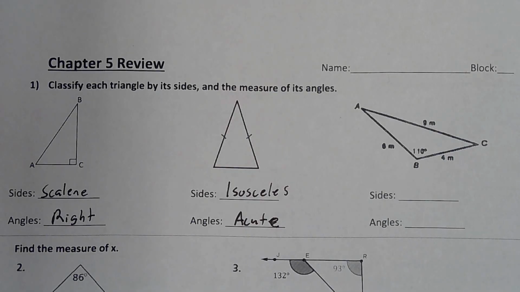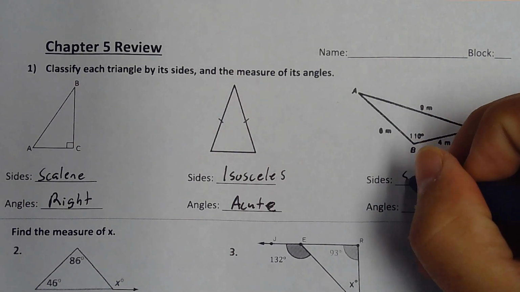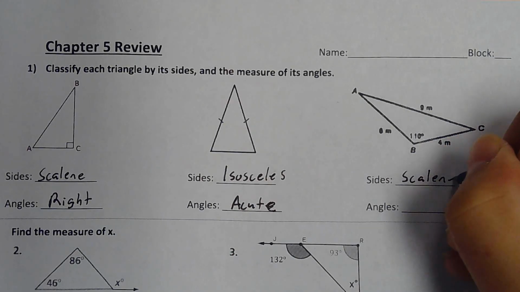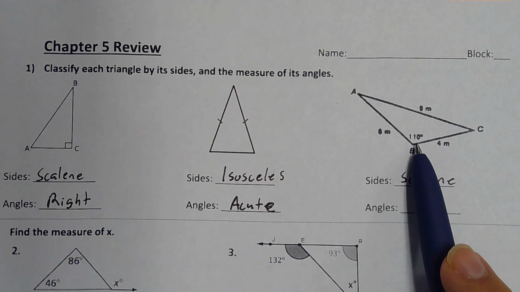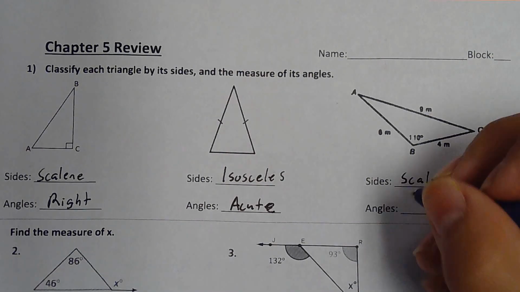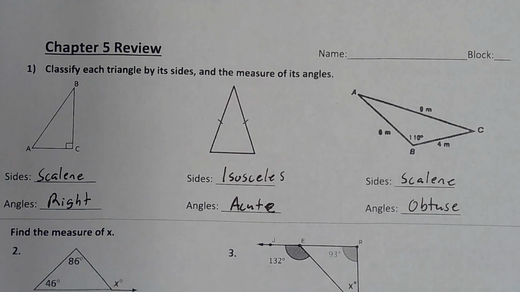All right. Looking at its side lengths, this time I gave you side measures. What type of triangle is this? Scalene. Has no equal sides. And what type of triangle looking at its angles? Obtuse. Why is it obtuse? Because this 110 is greater than 90. Obtuse. Any questions on the entirety of question 1? Okay, remember this thing's a grade.